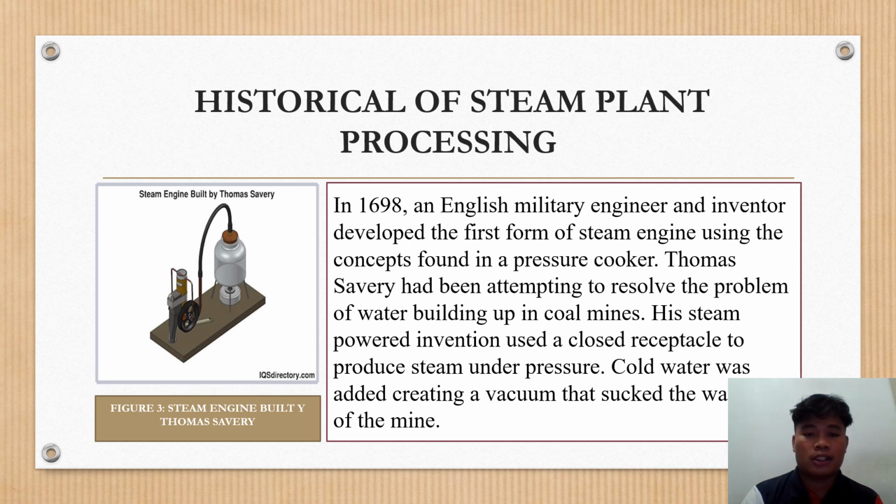So today I want to tell you about the history of the steam power plant. In 1698, an English military engineer and inventor developed the first form of the steam engine using the concept found in the pressure cooker. Thomas Savery had been attempting to resolve the problem of water building up in a coal mine. His steam-powered invention used a closed receptacle to produce steam under pressure. Cold water was added to create a vacuum to suck the water out of the mine.